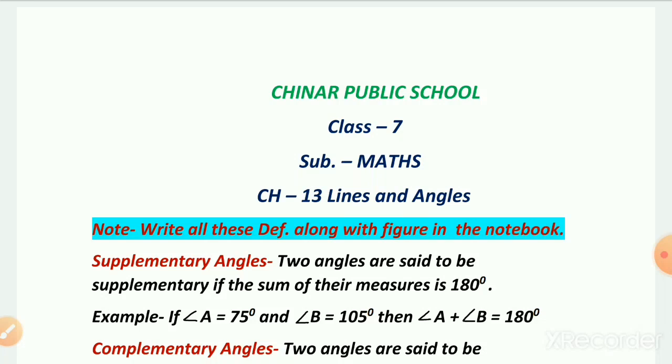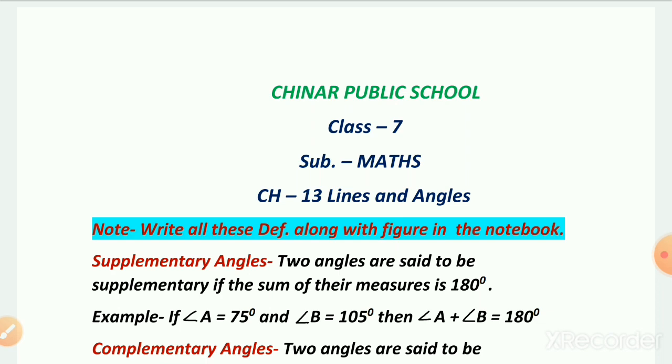Hello everyone. As you all know, we have completed chapter number 4, rational numbers. After this, we are starting the geometry part. So here, we are starting with chapter number 13, lines and angles. This is the very first module where we will learn the different types of angles.